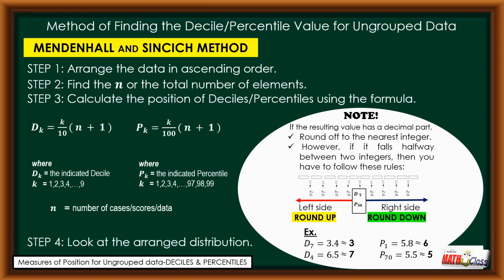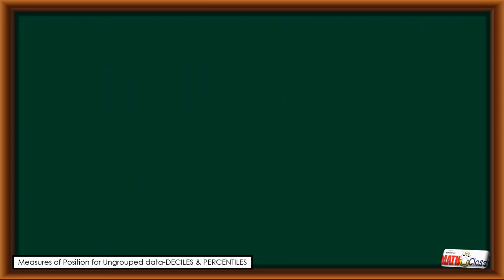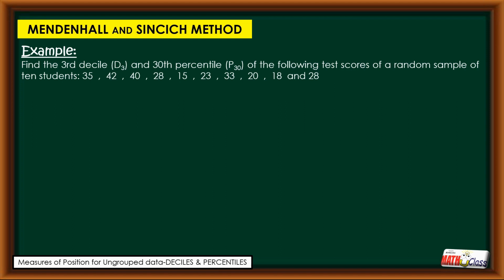And for the last step, look at the arranged distribution. So you have to look for the value of the resulting element in step 3 in order to find the indicated decile or percentile value. So now let us proceed to the example. Using the Mendenhall and Sincich method, find the third decile and 30th percentile of the following test scores of a random sample of 10 students. Step 1.